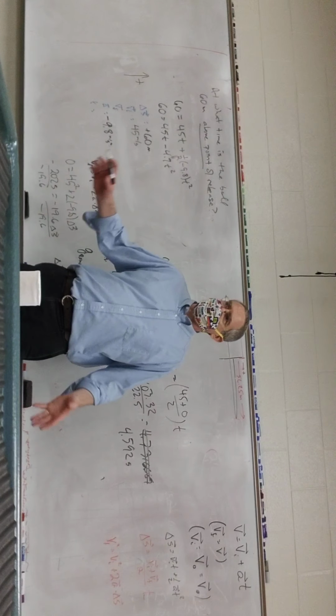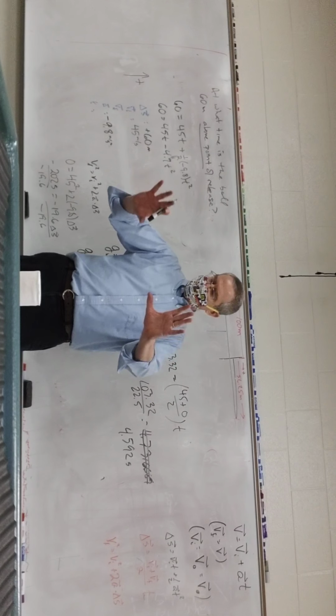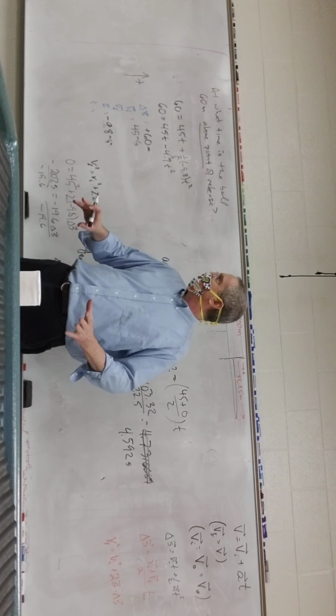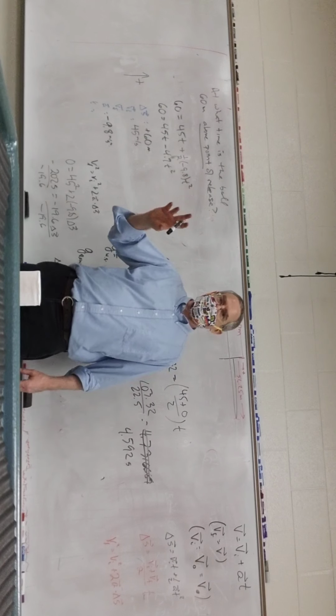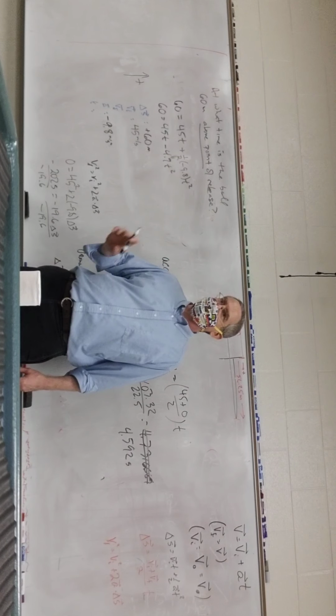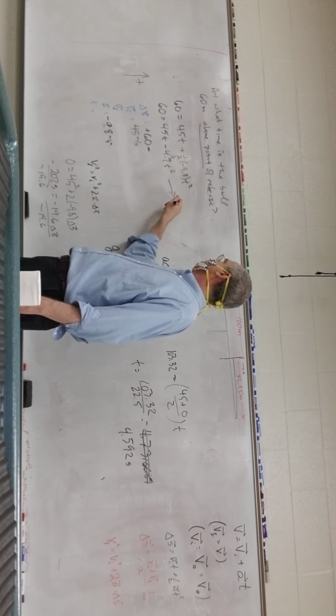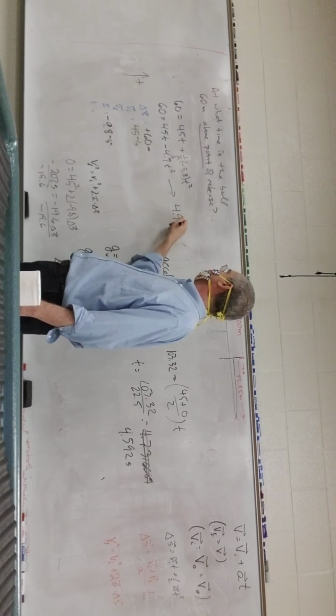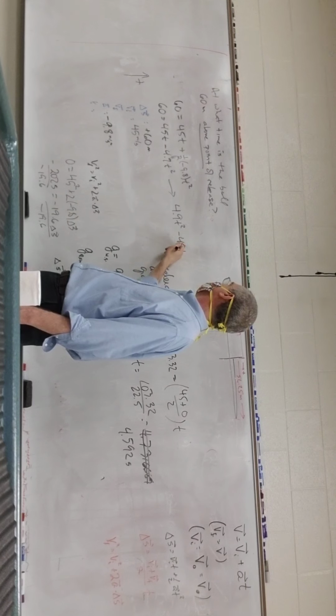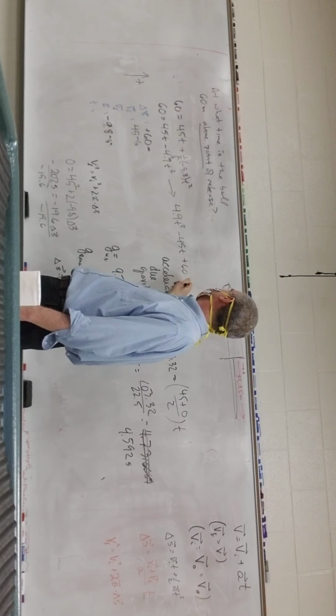Now, whether you put everything on the left side or the right side is up to you. This is my own childhood scars. I like the quadratic term, the t squared term, to be positive, so I'm moving everything over to the left side. 4.9 t squared minus 45t plus 60 equals 0.